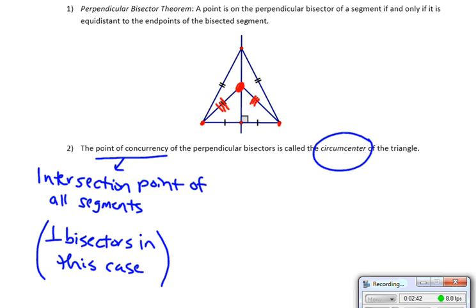All of the points of concurrency of these segments we're going to be looking at today have similar names. So you're going to have to work hard at making sure that you understand the difference between them.